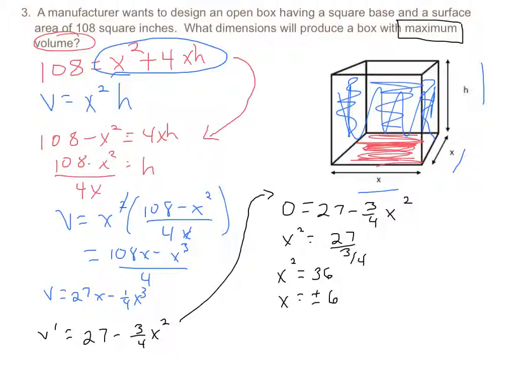Okay, we need to check our domain to see if plus or minus 6 is reasonable. And since we are dealing with lengths, heights, volumes, these types of measurements, we know that a negative number doesn't make sense. So in reality, x is just going to equal 6 in this case, and that's our critical number. So we want to make sure that this would be a maximum, and we could do our sign chart to check.